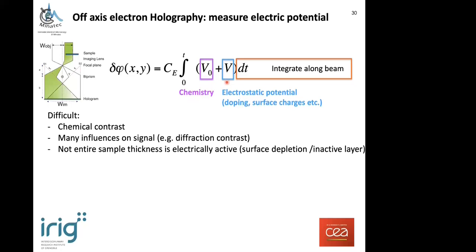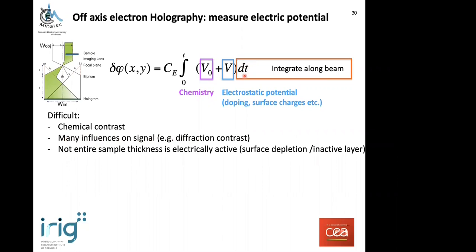The problem with electron holography is that it's difficult to do quantitatively, because we can have other influences on the phase. For example, if we have chemical contrast, then this can give us some gradient in our potential term. If we have diffraction contrast, it can also influence the phase, and not necessarily the entire sample thickness is electrically active, for example, due to surface depletion or inactive surface layers. However, we need to know the thickness here.